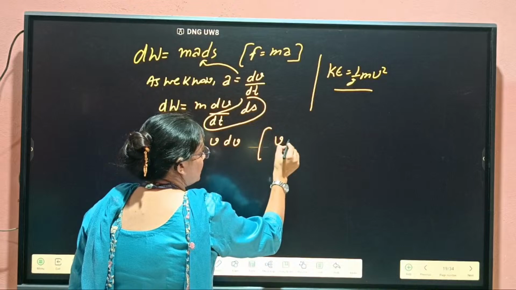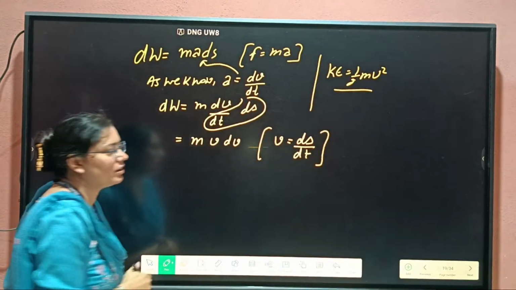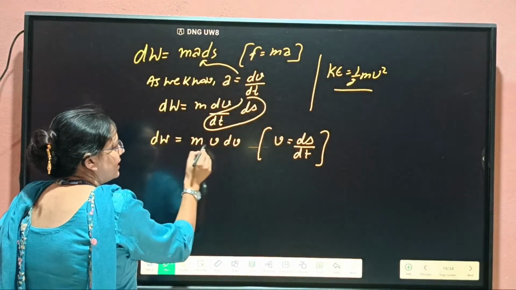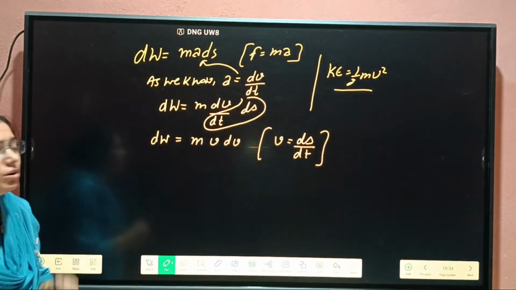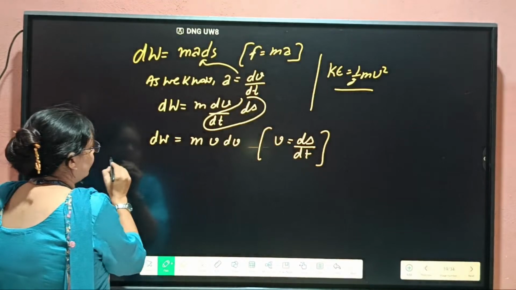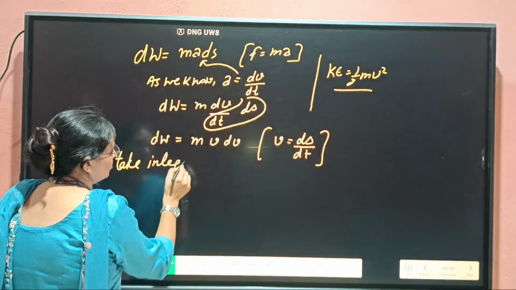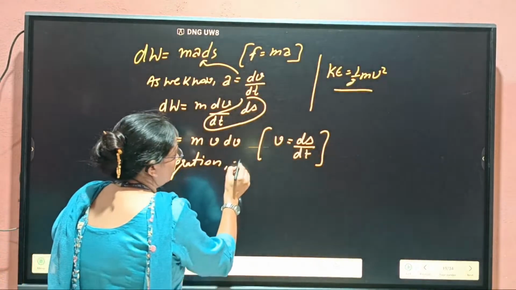Instantaneous velocity is equal to the small displacement over the change in time, that is v equals ds by dt, so we can write that. So here what is left is m v dv. Now for the total work done, we take the integration.